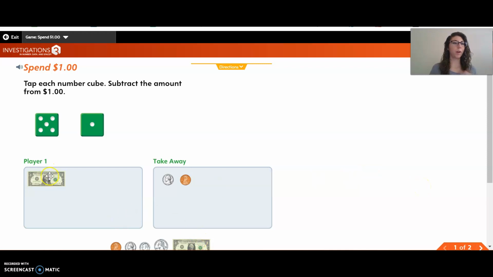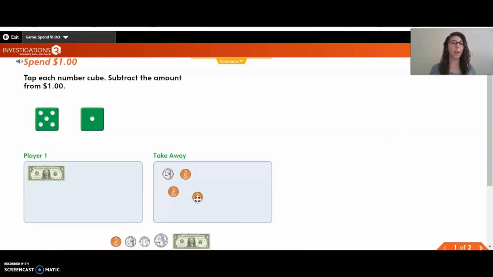Okay, so for Spend a Dollar, here's what you're going to do. You're going to put a dollar right here, and then you're going to roll the dice. When I rolled the dice, I got the number 6. Whatever you roll on the dice is what you have to take away in coins. I could have gone ahead and said, I'm going to take away 6 pennies, but the goal is I want to learn how I can take away the number that I rolled on the dice with the fewest amount of coins.